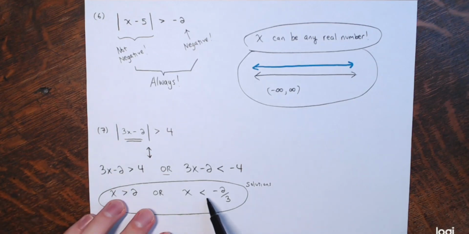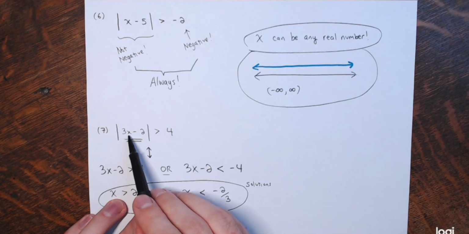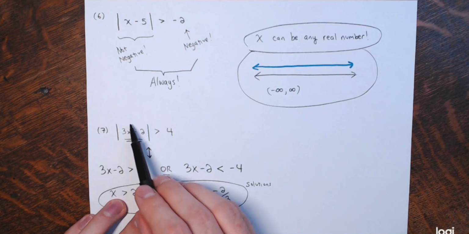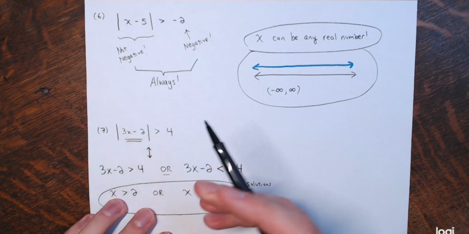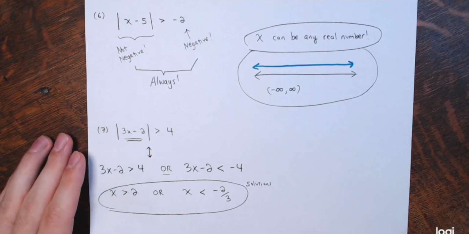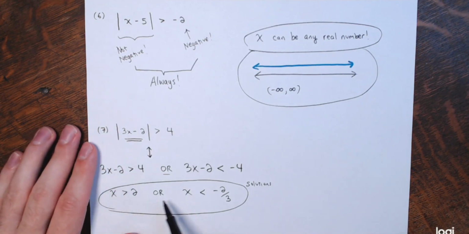Try these other numbers. Or, take a number less than -2/3. Well, how about -1? 3 times -1 is -3. -3 minus 2 is -5. The absolute value of -5 is +5, and is 5 greater than 4? Absolutely. And you could do this with any number less than -2/3, and it should make that true. So here's a description of the solutions.